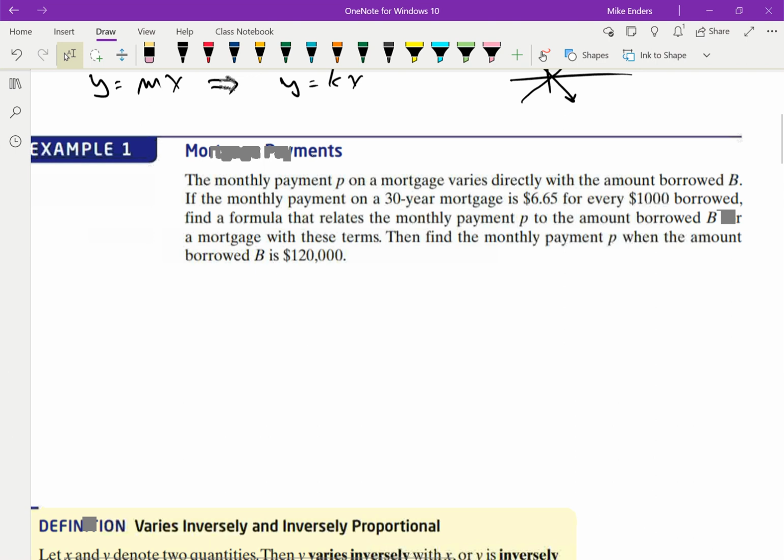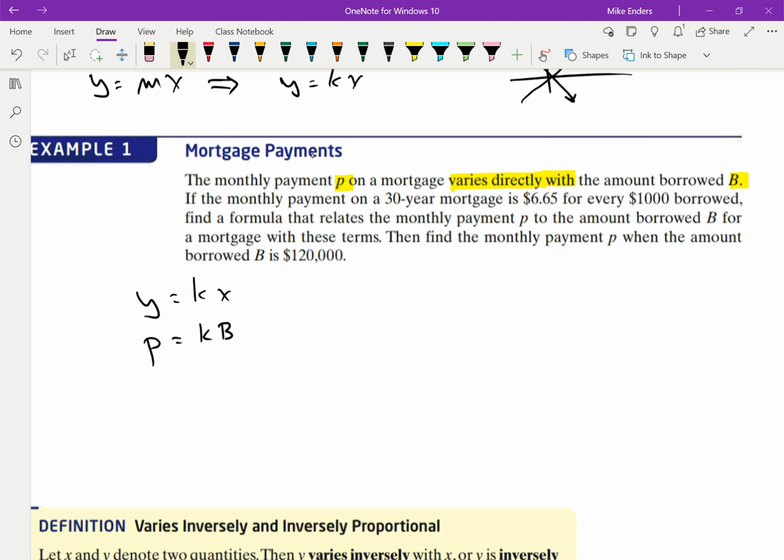So the monthly payment, example number 1 here: the monthly payment P on a mortgage varies directly with the amount borrowed. When we take a look at word problems, I like to write on my word problems and highlight some things. So we've got P varies directly with B. From that information, if my normal direct variation is y varies directly with x is y equals kx, if P varies directly with B, then I can do a substitution. I can say P varies directly now with capital B in this case. So now we end up with P equals kB.